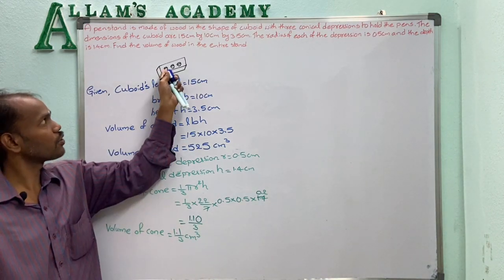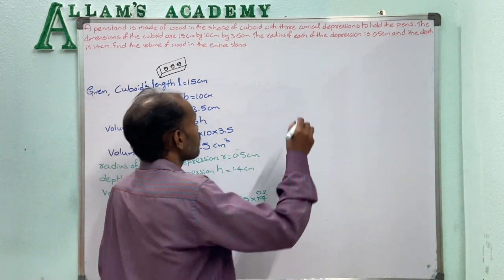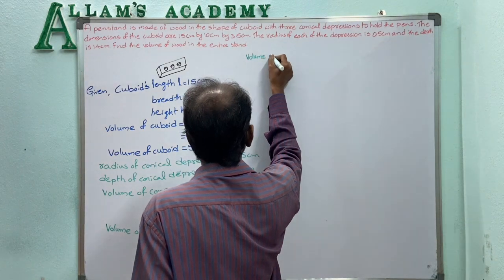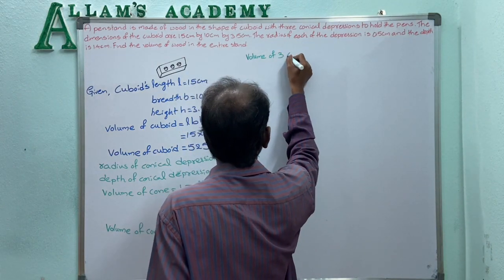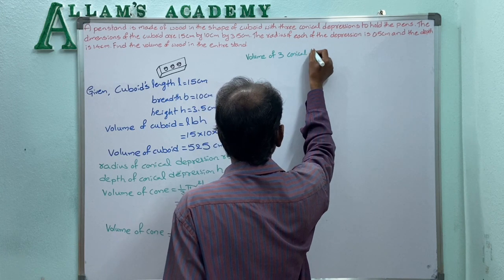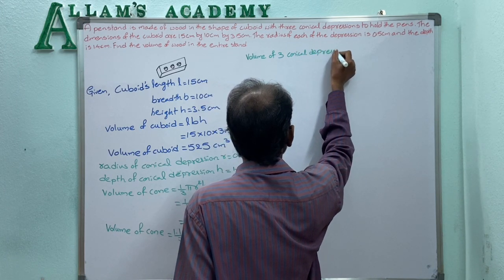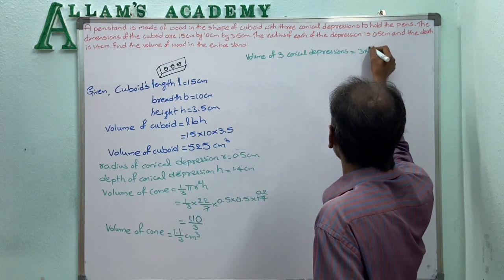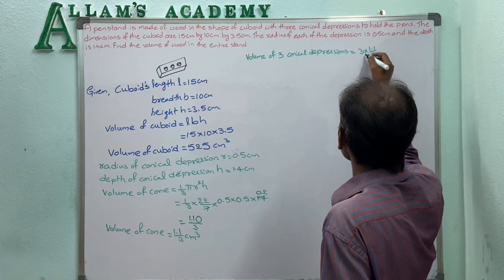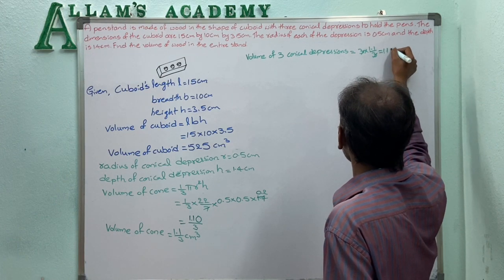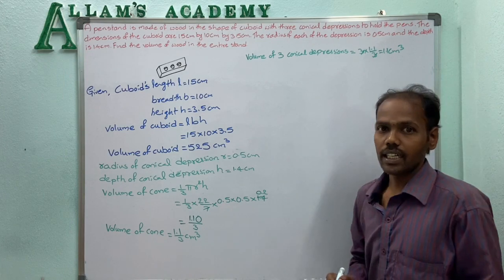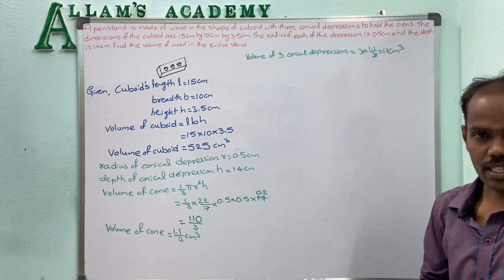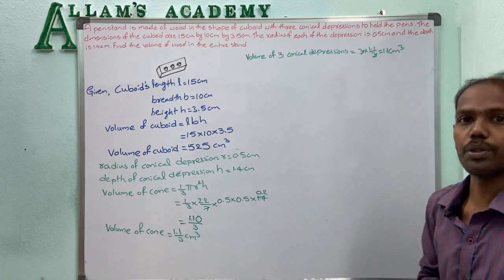Now here are 3 conical depressions there. So the volume of the three conical depressions is equal to 3 into 1.1 by 3. So the 3 gets cancelled, that is nothing but 1.1 centimeter cube. Okay, so the volume of 3 conical depressions is 1.1 centimeter cube.